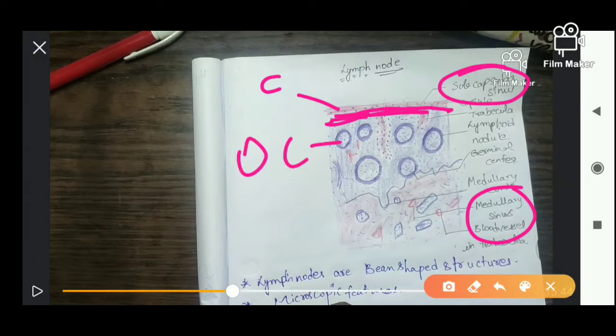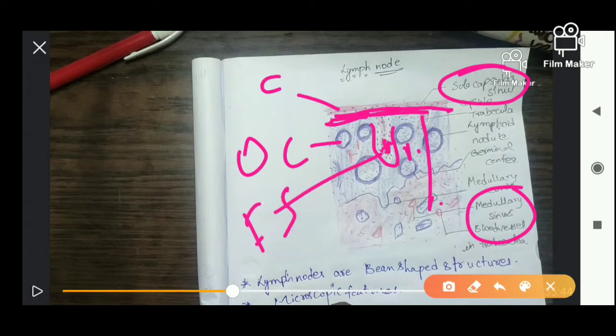The second one is the intermediate sinus. It is present on both sides of the trabecula and connects the subcapsular sinus to the medullary sinus. So these are the trabeculae, you can see here. The intermediate sinus is present on both sides of the trabeculae and connects the subcapsular sinus to the medullary sinus. So this is the medullary sinus. The trabecula is connecting the outer cortex, meaning the subcapsular sinus, with the medullary sinus, and that is the intermediate sinus. And what is the medullary sinus?